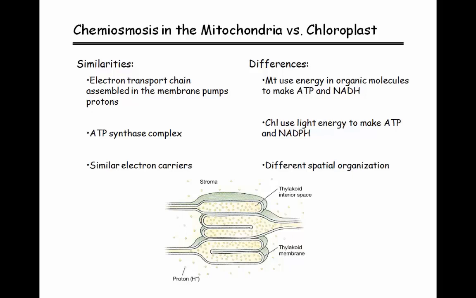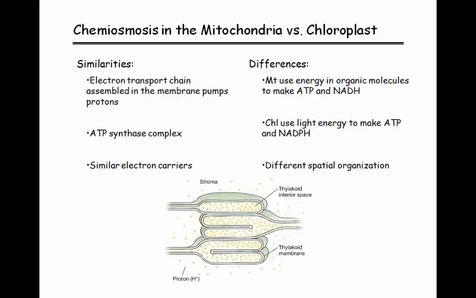The chloroplast, on the other hand, is going to use light energy, so it's collecting the light and using it to make ATP. In both cases, you do have this temporary holder of the electrons, and it's NADH in the mitochondria, it's NADPH in the chloroplast. Only difference between the two is that phosphate group that we have in the NADPH.